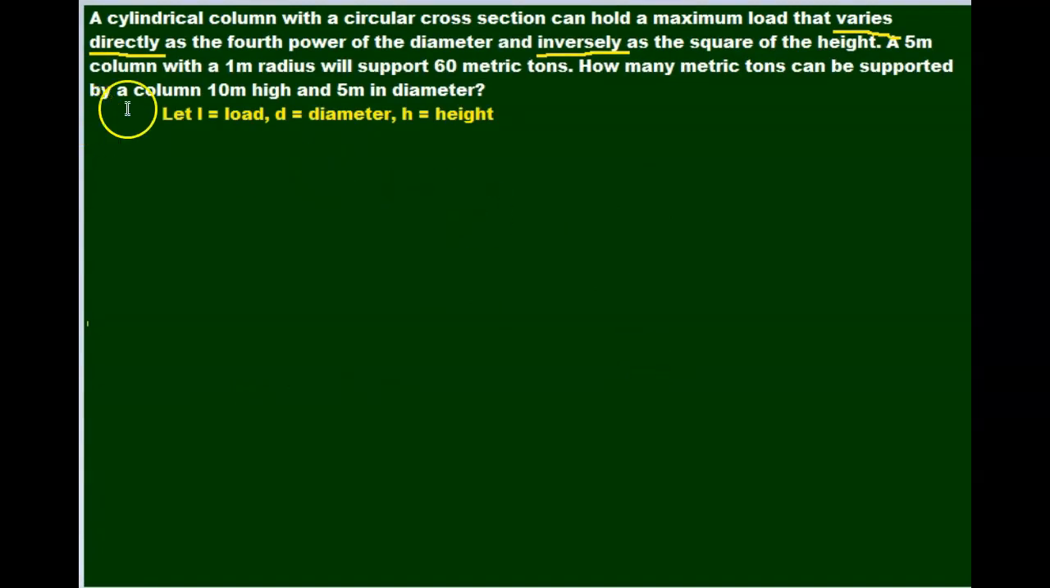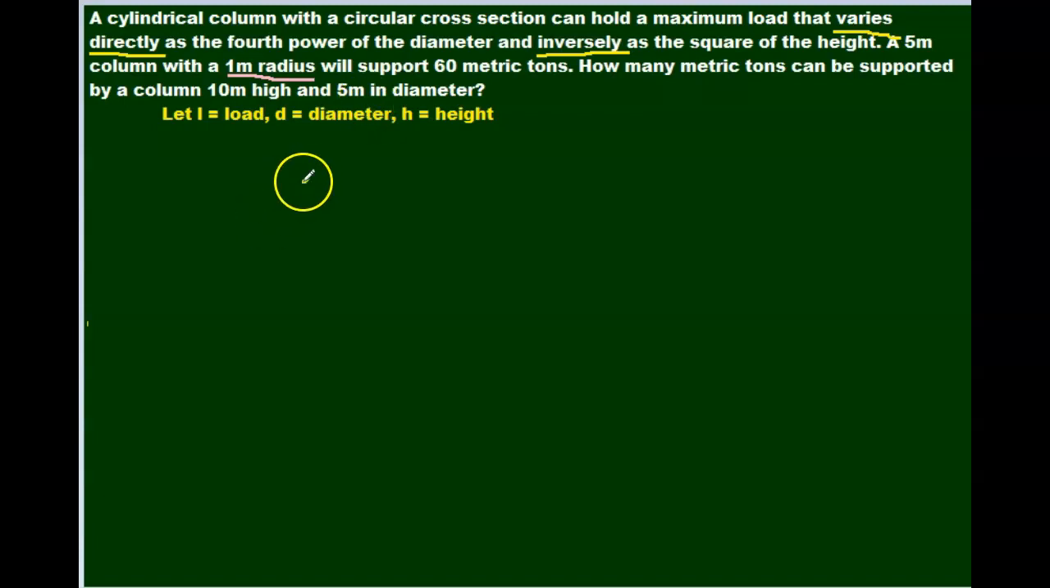So we always state what our variables are. In this case, we're talking about load, diameter, and height. So we're going to let L equal load, D equal diameter, and H equal height. Now we have to be very, very careful in this problem, because if you notice, we were not given the diameter, but we were given the radius. Bear that in mind when we work out our numbers.